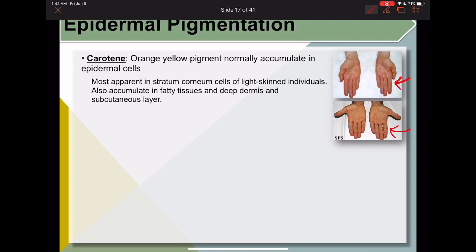Carotene from the food that you eat can accumulate in skin cells, and they are most apparent when they accumulate in the stratum corneum layer of light-skinned individuals. So again, this is more obvious in those with paler skin, and if you eat, I don't know, like pounds of carrots every single meal or something, then that's what you will see on your skin pigment, is that they tend to look more orangey or yellowish in color.